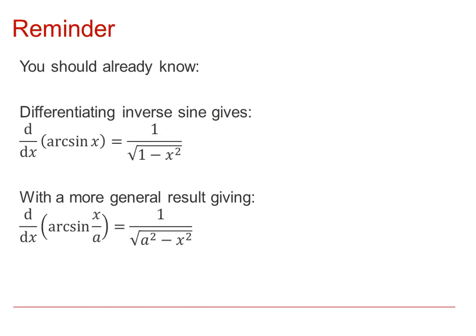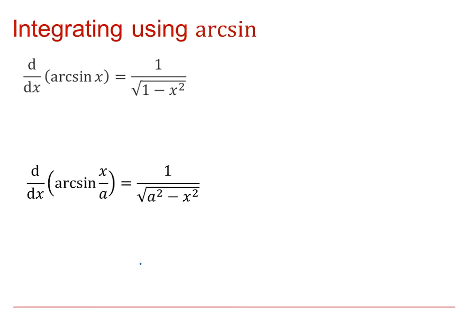We've previously seen that if we differentiate the inverse function arcsin x, we get 1 over the square root of 1 minus x squared. And we've also looked at the more general case that if you differentiate arcsin x over a, you get 1 over root a squared minus x squared. However, we can extend this idea and start to look at integrating using this arcsin function.